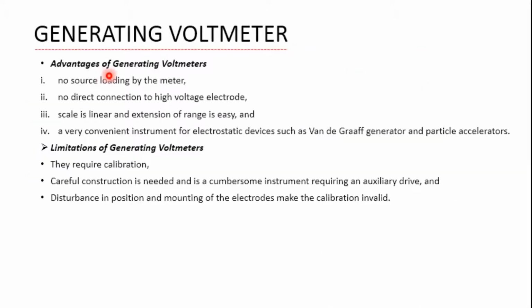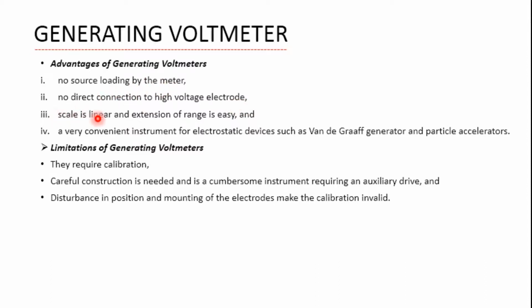Then coming to the advantages and the limitations. The first advantage is no source loading by the meter, meaning we are not connecting directly to the source. There is a complete isolation between the source and the meter. This is one of the greater advantages, like in the case of electrostatic generators, where we need to measure high voltage. Then, no direct connection to the high voltage electrode is another advantage.